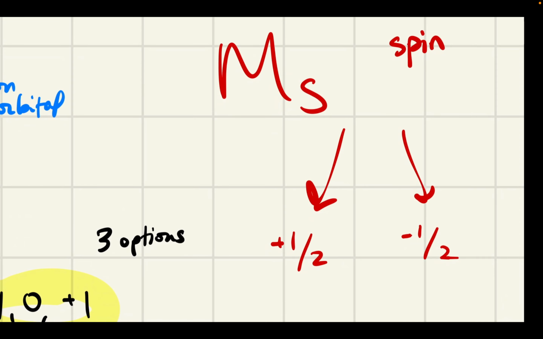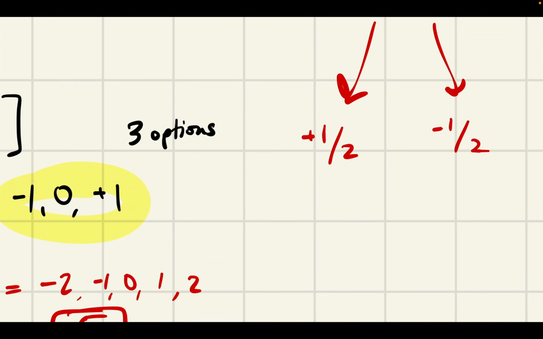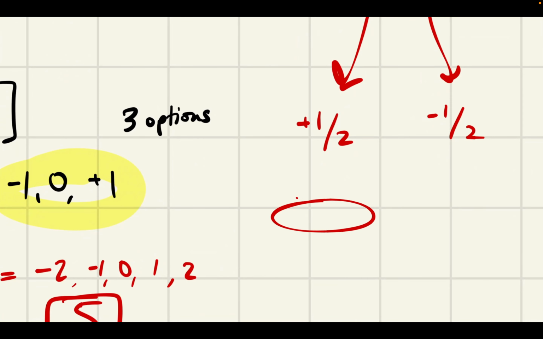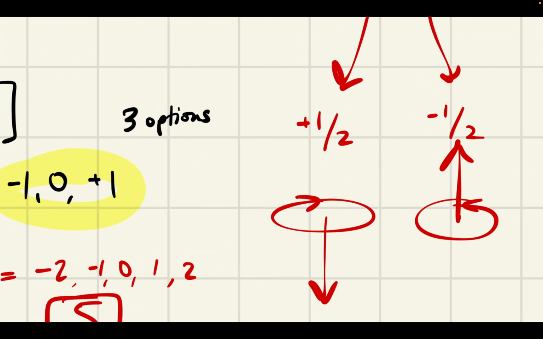You don't need to know that for Gen Chem, but if an electron is spinning, let's say, from the bird's eye view in the clockwise direction, that would have the negative orientation. And then if it was going counterclockwise from a bird's eye view, I would say it's going in the positive direction. That does not matter. You don't have to worry about it. I just want you to know that there's 2 options. Either the electron spin in the positive direction or the negative direction.